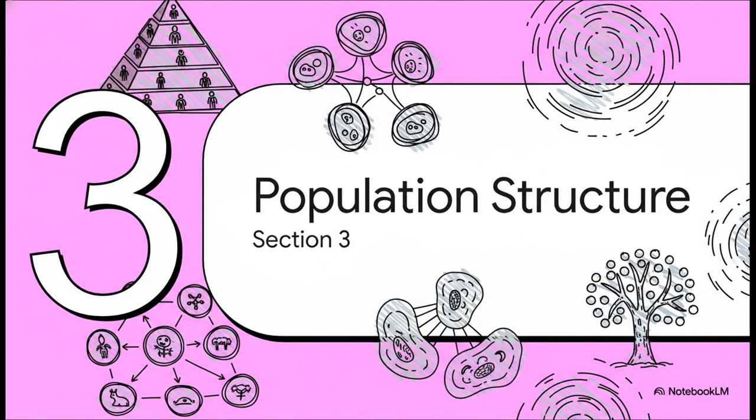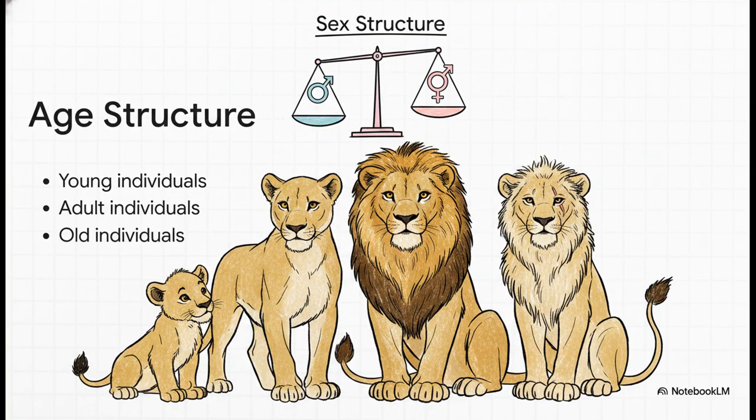All right, Section 3, Structure of a Population. First up, we have the age structure. Just like in a human city, an ideal animal population needs a really healthy mix of generations. You need young individuals, adult individuals, and old individuals. This ratio is super important. Actually, if there are very few young individuals being born and growing up, scientists know that the population might soon start to decrease.